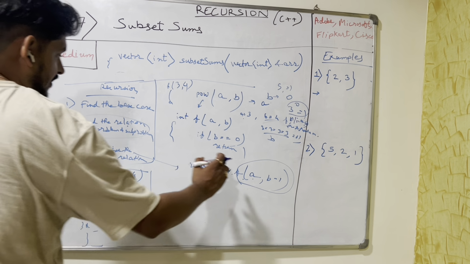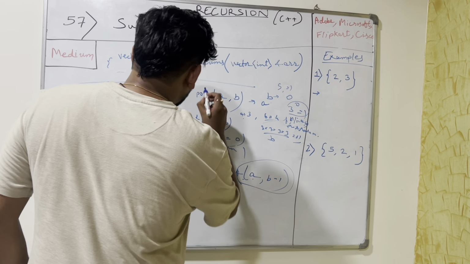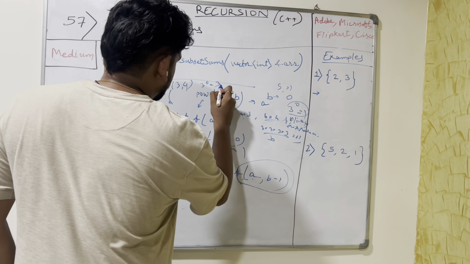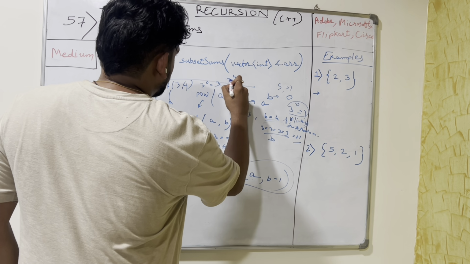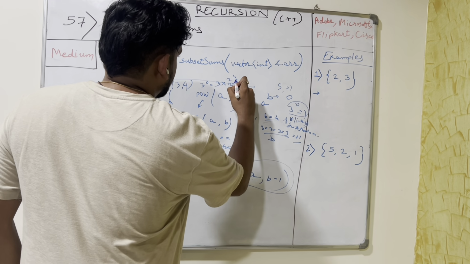From the bottom we will start. Once 3 to the power 0 is computed, it returns 1, then 3 to the power 1's value comes back as 3. Then 3 to the power 2 is 3 into 3, so it becomes 9. Then 3 to the power 3 is 3 into 3 to the power 2, so this becomes 27. And then 3 to the power 4 was called as 3 to the power 3 into 3, and 3 to the power 3 is computed as 27. So 27 into 3 is 81. In this way, we have solved the problem using recursion.